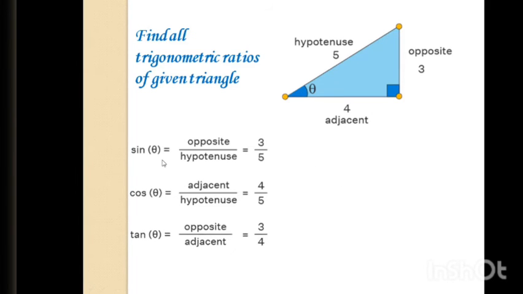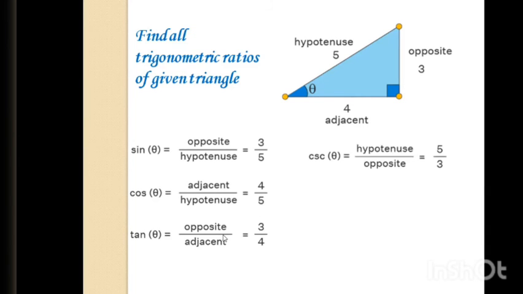For sine theta, we know that it is opposite by hypotenuse. Opposite is 3 and hypotenuse is 5, so 3 by 5 is sine theta. For finding cos theta, it is adjacent by hypotenuse. The adjacent side is 4 units and hypotenuse is 5 units, so 4 by 5 is cos theta. For finding tan theta, opposite by adjacent. The opposite side is 3 and adjacent is 4.